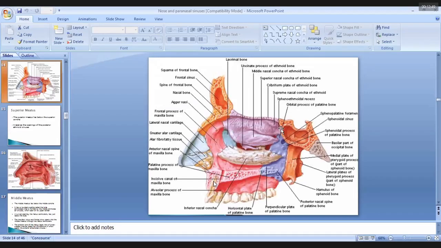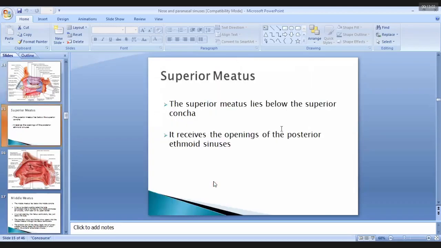Conchae: superior concha, middle concha, inferior concha. Below each concha, there is a space known as meatus: superior meatus, middle meatus, and inferior meatus. Another recess or space is present superior to the superior concha, known as the sphenoethmoidal recess.